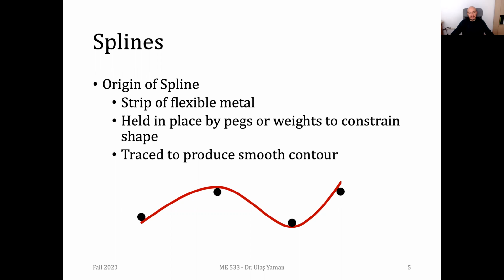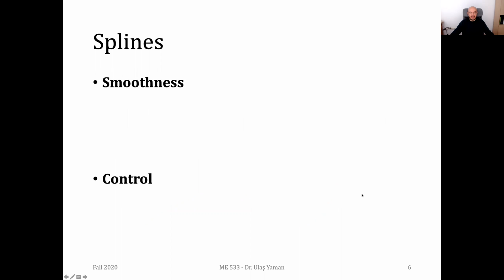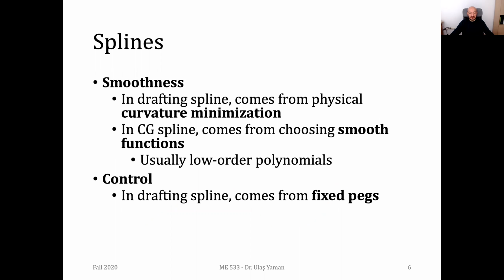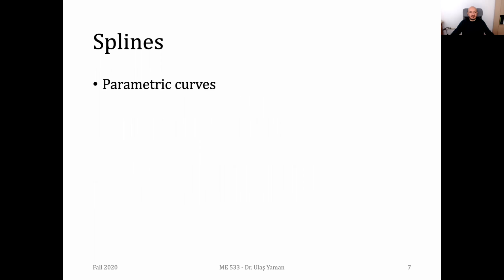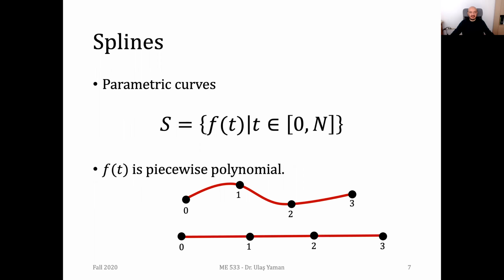And firstly, they used flexible metal and kind of pegs to have such smooth curves and surfaces. And now we are trying to do it on the computers, and we use a similar approach. Instead of fixed pegs, we make use of control points, and instead of actually minimizing the curvature physically, we are using smoother functions, and with the help of them, we can have much better splines.